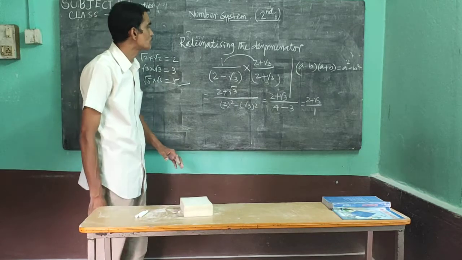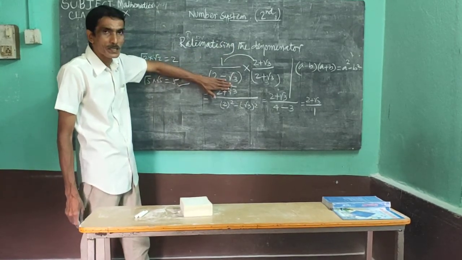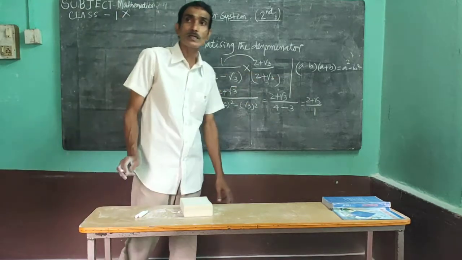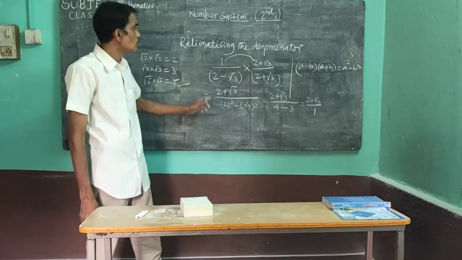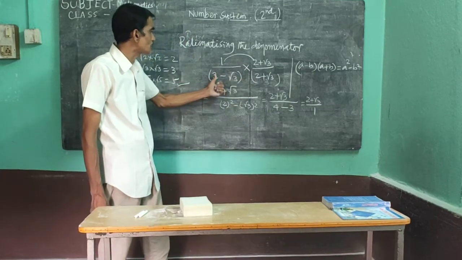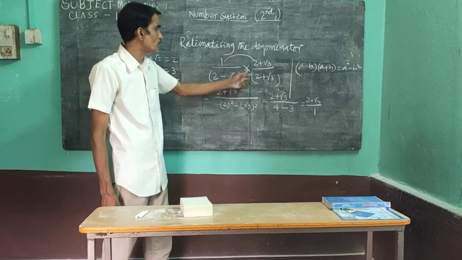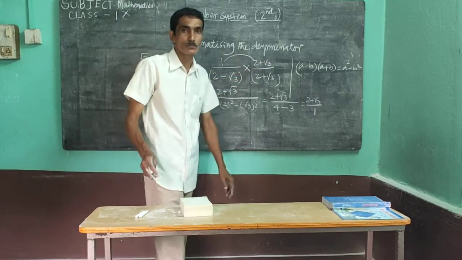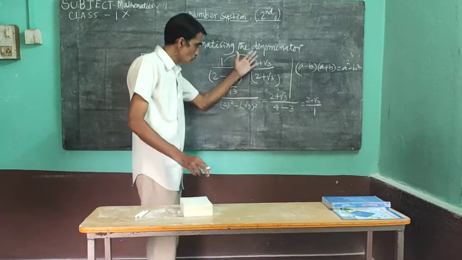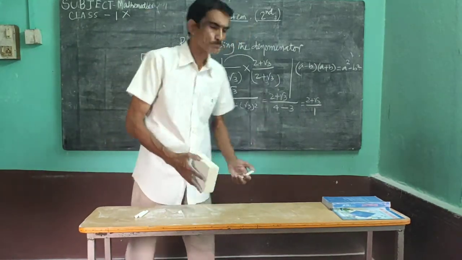Again, if a question is given like this, just look at the denominator and multiply by the conjugate of the number. For example, if 2 minus root 3 is given, conjugate means the same number with the opposite sign. Multiply 2 plus root 3 upon 2 plus root 3 and go on with the simplification, you will get your answer.